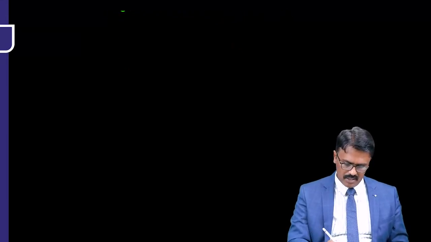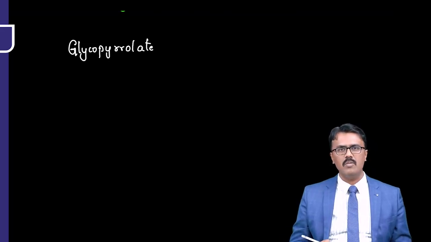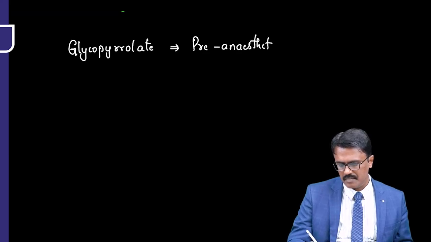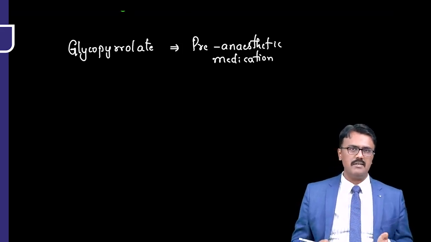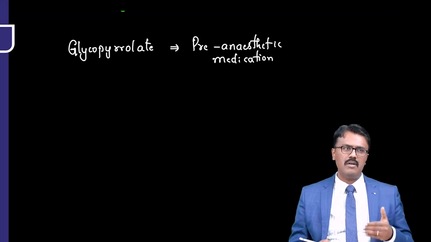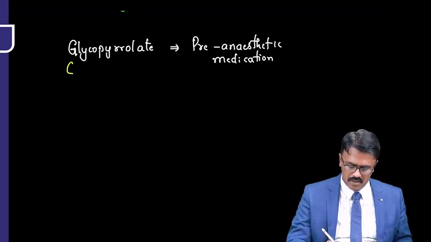Now, another important drug I just want to discuss here is glycopyrrolate. Glycopyrrolate is used as pre-anesthetic medication. You know the meaning of it? Before you give anesthesia, a day before or just before the anesthesia, we give the drug. Now why are we giving? Glycopyrrolate is an anticholinergic drug. We all know that.